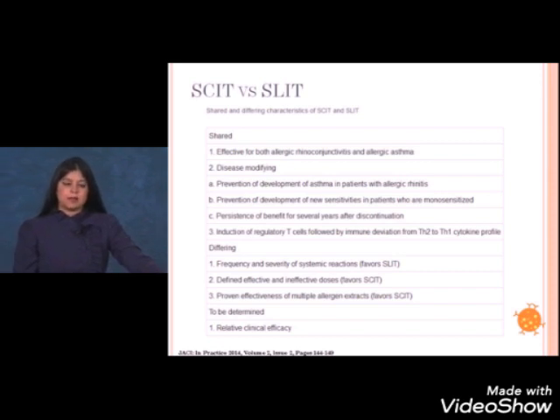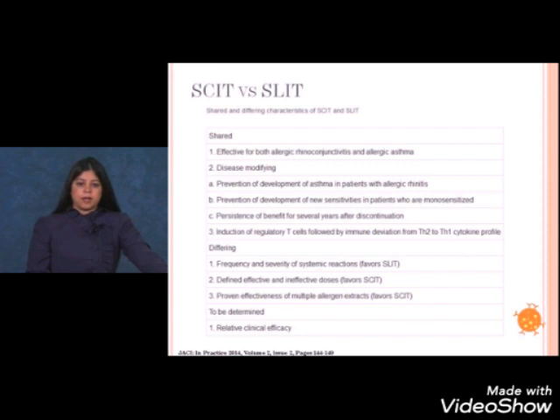between subcutaneous immunotherapy versus SLIT. So they're both effective for allergic rhinoconjunctivitis and allergic asthma. They're both disease-modifying in that it seems to prevent the development of asthma in patients with allergic rhinitis. They seem to prevent the development of new sensitivities in patients who are monosensitized, and there seems to be a persistence of benefit for several years even after you discontinue it. There's induction of regulatory T cells so that you're going from a Th2 allergic profile to a Th1 non-allergic profile.